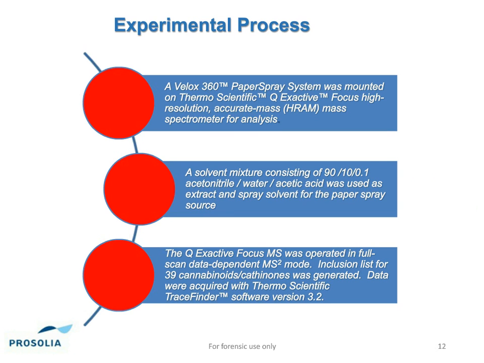The experimental process for doing this is as follows. I had a Velox 360 system. It was mounted on a Thermo Fisher Q-Exactive Focus. The solvent mix that I used to do the analysis with was a 90-10 0.1% acetonitrile water, acetic acid mix. That was used for both spray and extract. The Q-Exactive was set up to run in a full scan, data-dependent MS2 mode, and I was using an inclusion table which contained 39 cannabinoids, cathinones, and the data was acquired using the Thermo Fisher Scientific Trace Finder software.